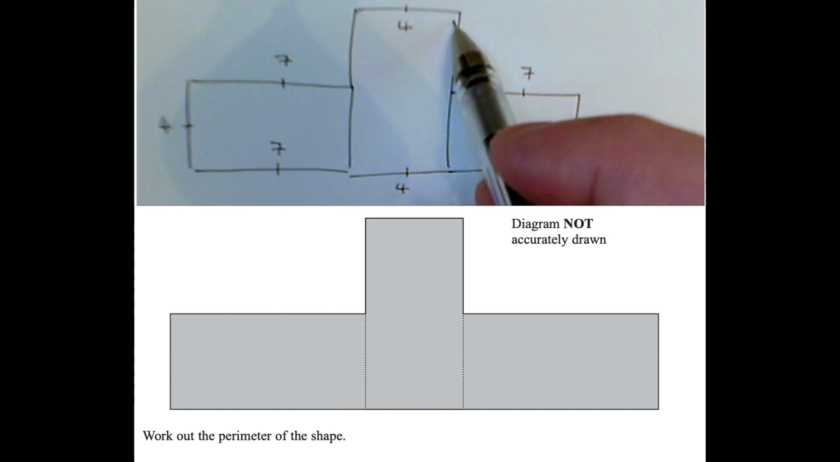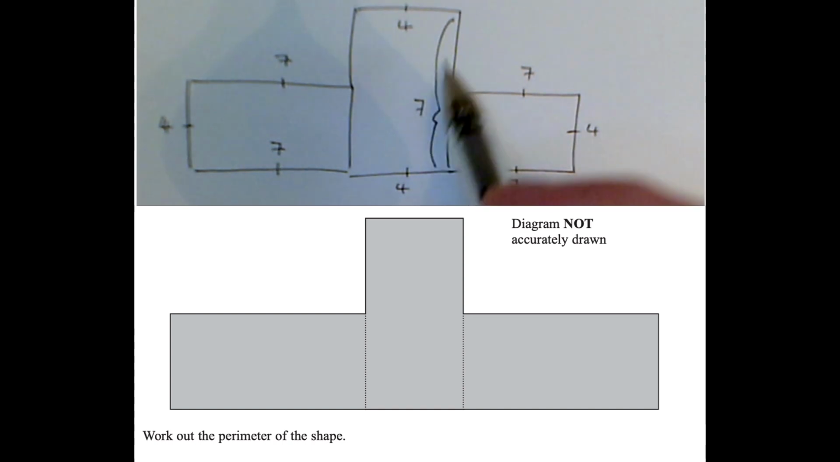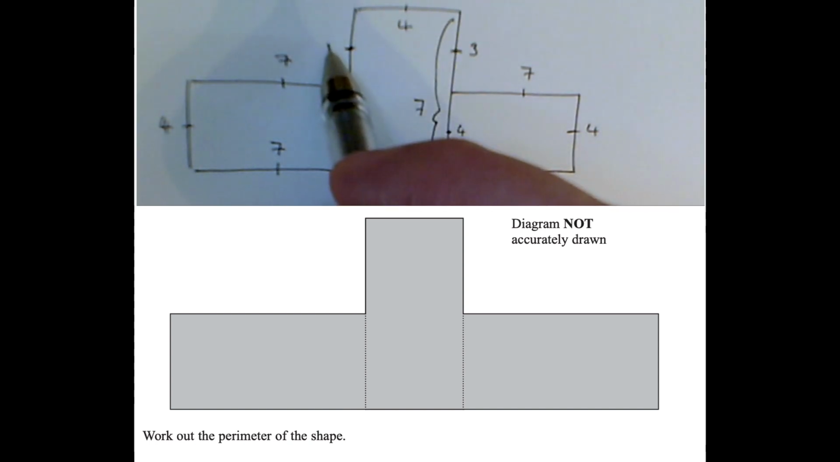Well, we've got this awkward bit here. I know the whole side is 7, and I've used up 4. So the remaining bit must be 3 then. So I've got a 3 and a 3.